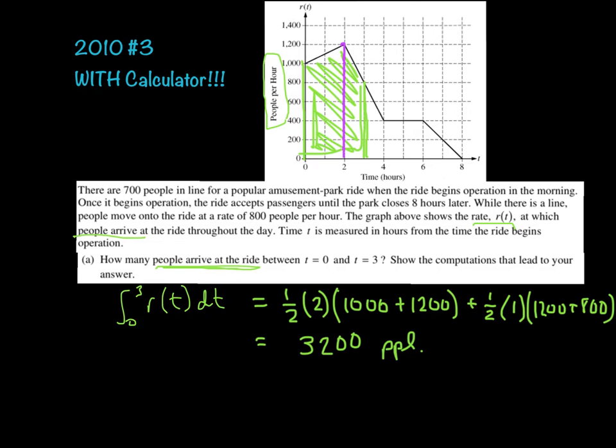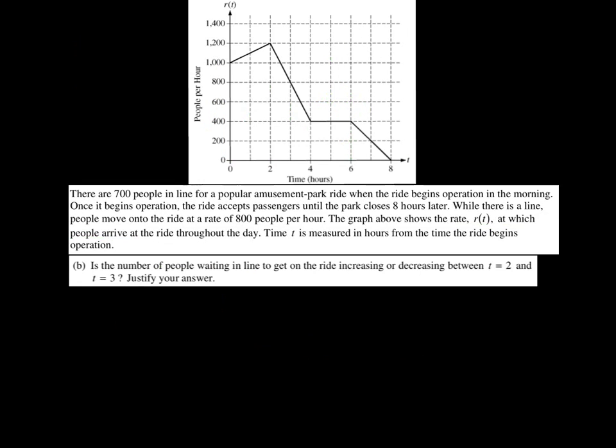All right, let's move on to part B. Part B says, is the number of people waiting in line to get on the ride increasing or decreasing between time t equals 2 and t equals 3? Justify your answer. So let's look at what's happening in the graph between t equals 2 and t equals 3. That is this part right here of the graph.